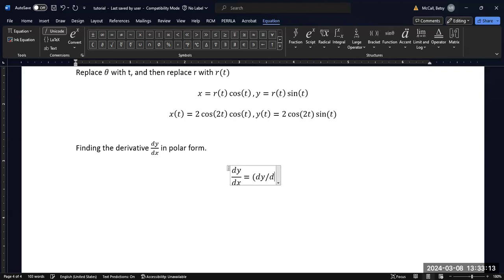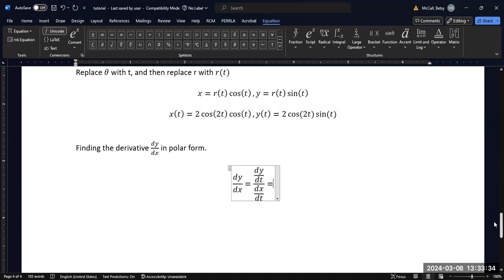Now, recall from a video that we did on parametric derivatives, dy dx is going to be equal to dy dt divided by dx dt. And we're going to use this same representation, but now we're going to use this parametric version of the function. So essentially, remember, t has just been replacing theta.